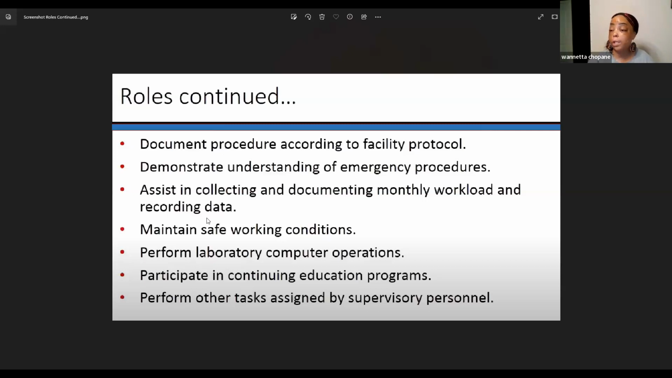You need to always make sure you maintain safe work conditions. You will perform laboratory computer operations. So hopefully that you're comfortable with at least the basic necessities as working a computer, because nowadays everything is pretty much technology, and a lot of facilities go to the computer for training and observation, even with the notes, the documentation, okay? Participate in continuing education programs.